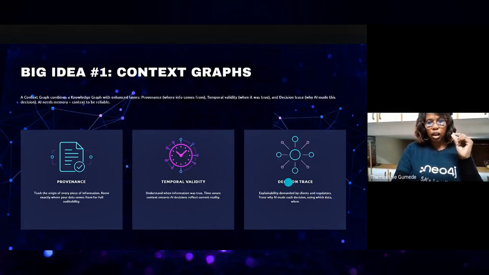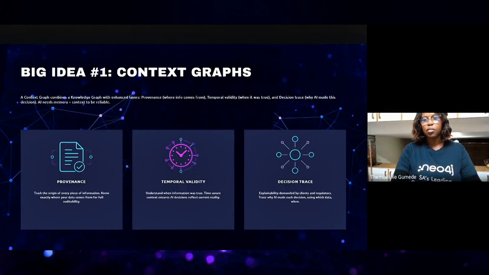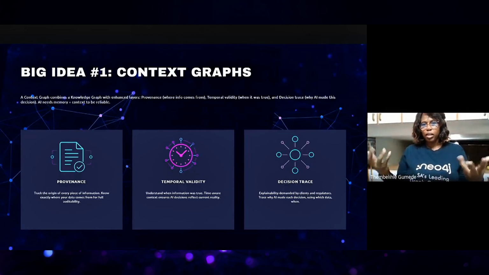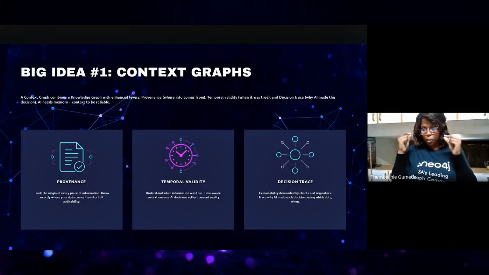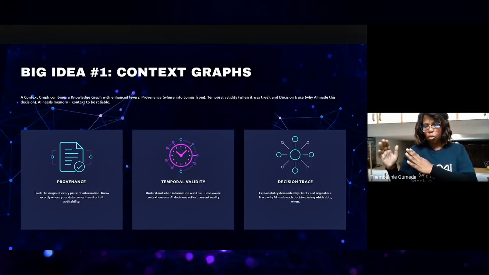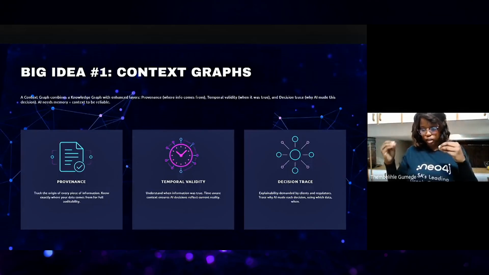Then what wraps this all up is the decision trace. So how did that decision get made? How did AI come to a certain decision and when? And why does this matter? Because AI needs a memory, a living memory. So it needs short-term, just like how we think. We need short-term memory, long-term memory, and we need reasoning, so how we comprehend the world and everything.